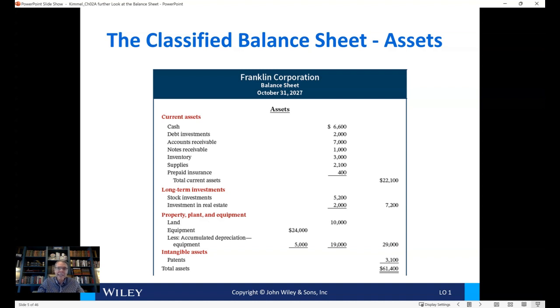Property, plant, equipment would be anything that has a life longer than a year, has a physical presence, and is usually used in your business. So land, if you are Walmart, you may have bought land for all of your stores. You have equipment, which would be all the computers, all of the shelves, all of the baskets.